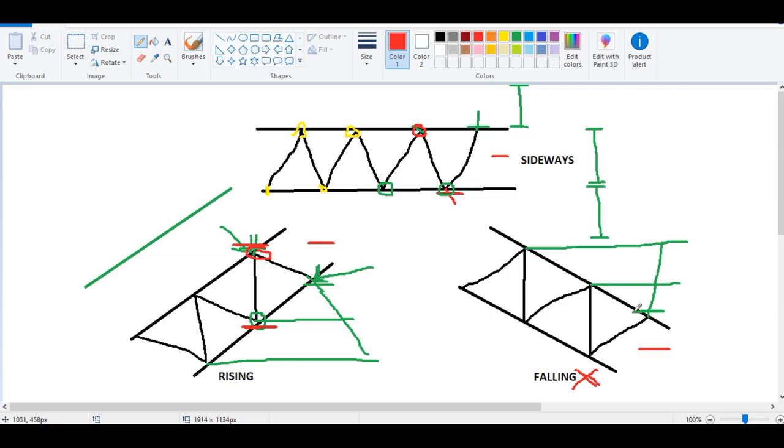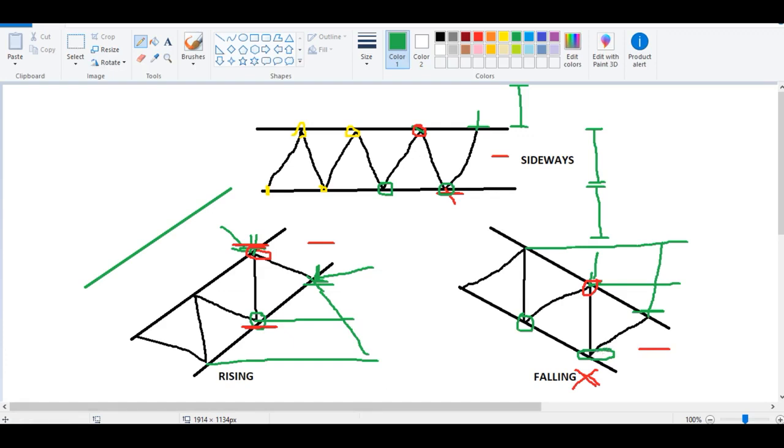Okay, so keep that in mind about a falling channel. Now, if we want to trade the internal part of the channel, then simply we buy at the support level, keeping the upper end of the channel as my target. And we can also sell when price comes to the upper end of the channel, right? Which is basically resistance, keeping the lower end of the channel as my target.